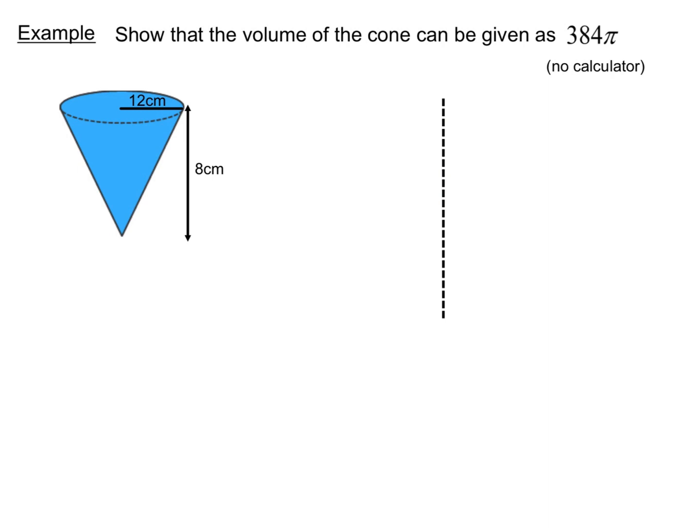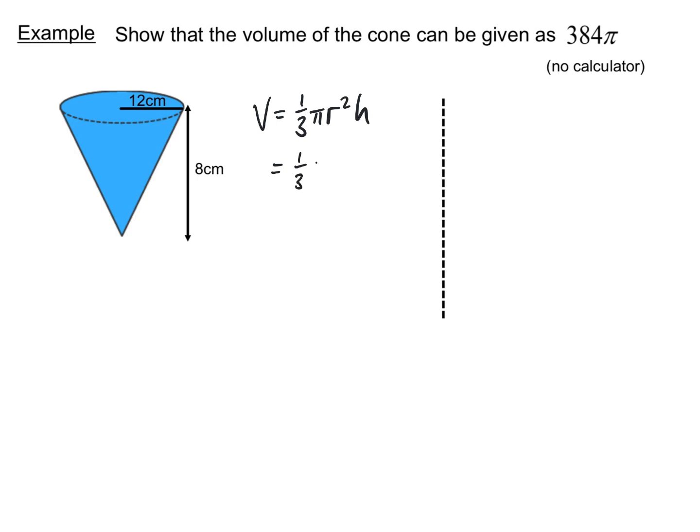The other type of non-calculator question you can be asked, so rather than them saying use pi equals 3.14 and get an answer as a decimal like you did in the previous example, occasionally they can say show that the volume can be given by 384 pi, in other words, leaving the pi in your answer. So let's start off this question in the same way. We're looking for the volume of a cone, so the very first step is volume equals 1/3 pi r squared h. And we're just going to start to substitute into that as normal.